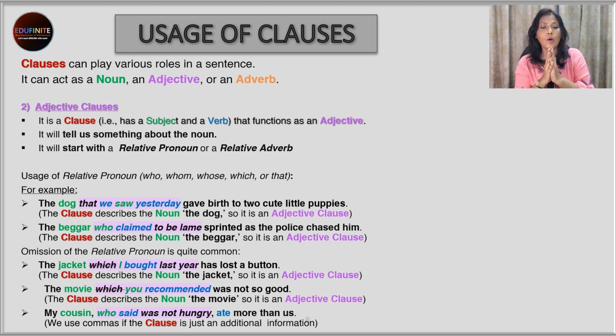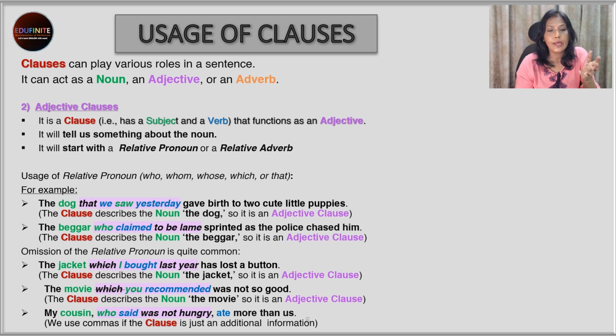But we have to see one thing over here. We have separated the adjective clause by 2 commas, once when it starts and the other after it ends. Why have we done so? Because my cousin ate more than us. So I know my cousin. She does not need much introduction. But still I'm providing some additional information. So when we provide some additional information about the subject, then we always separate the adjective clause with a comma when it starts and after it ends.